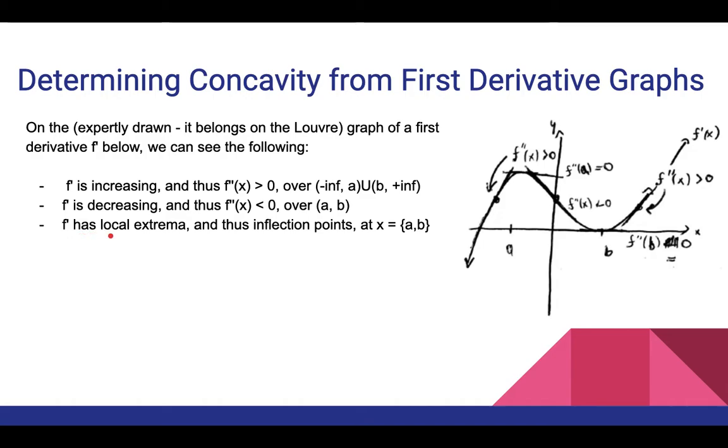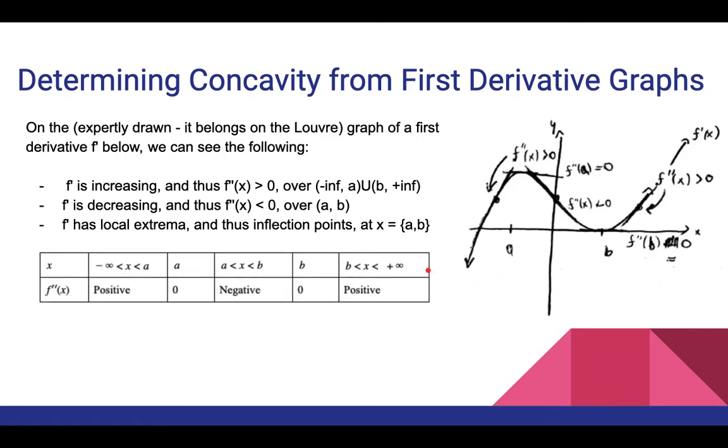So now we can see that our first derivative has local extrema, and thus f has inflection points, at x equals a and b, because when we graph the tangent line here, we get horizontal tangent lines at x equals a and x equals b. Horizontal tangent lines for our first derivative curve tell us our second derivative at these points is equal to 0.